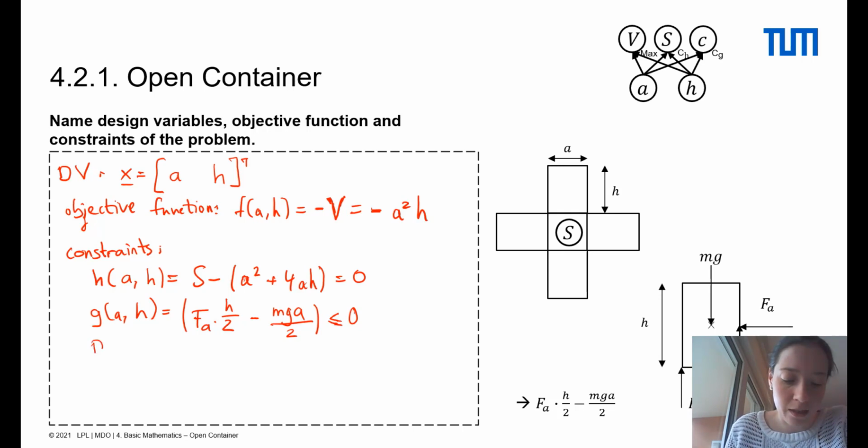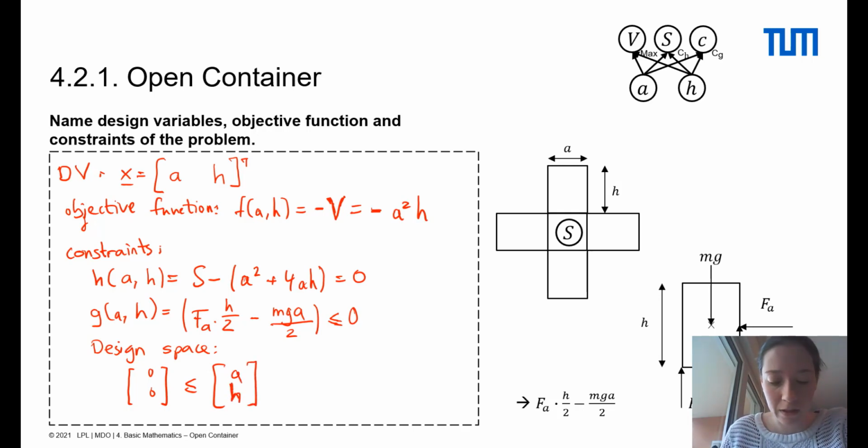Also, we got a constraint on the design space because we know that A and h have to be larger or equal than 0 because they are physical quantities, and we don't have upper bounds, so they can go until infinity. Okay.